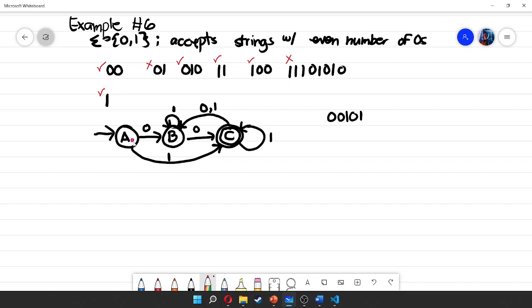Nata sa state A. Okay, we are in state A. And then, kakita tag 0. Matapadong B. B. Okay. Then, kita na po tag 0. Matapadong C. C. Tawag 1. Matapadong C. C. Okay.